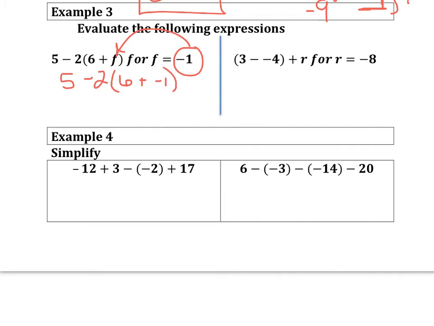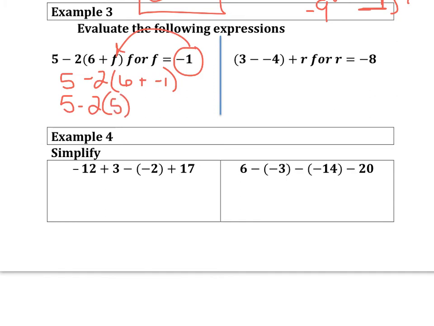Now, from the beginning of the year, we've been talking about PEMDAS, and we've reminded you that it's not going to go away. This is another great example of that. We must follow PEMDAS throughout the entire process of evaluating this expression. So let's start with the parentheses. Within the parentheses, we have 6 plus negative 1. So we're adding a negative to a positive, so we're really just taking it away. So that becomes 6 minus 1. So now we would have 5 minus 2 times positive 5.